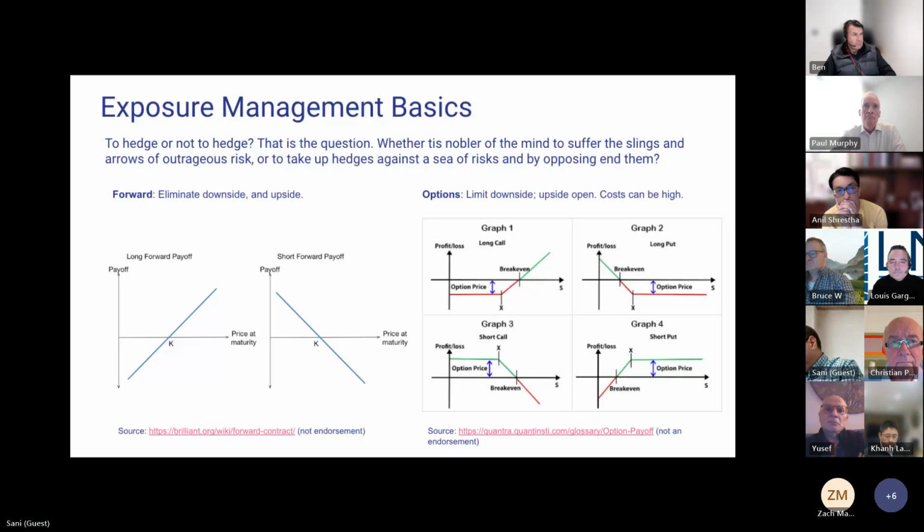Then there was another question that came in at the end. Do we expect steepening or flattening of the yield curve?